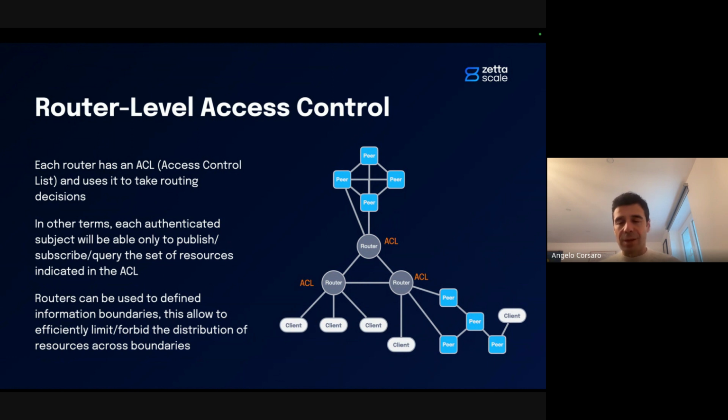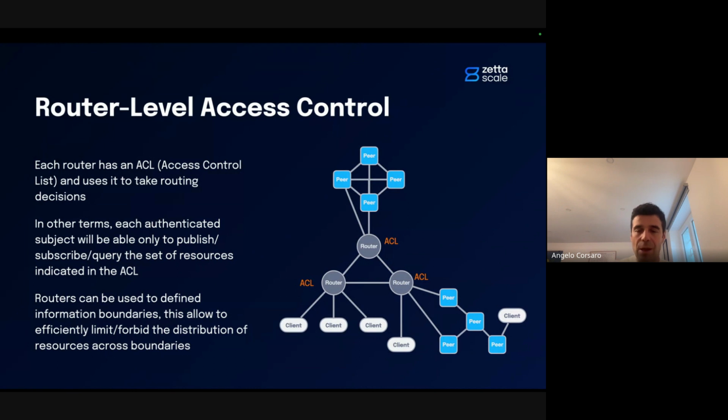you can identify an island of, let's say, rights, and then consider those boundaries and do security at the router level. So in any case, in here, every router would have an access control list, and it uses this access control list essentially to take routing decisions. So in other terms, the authenticated subjects will only be able to publish, subscribe, or query the resources that are indicated in the ACL.